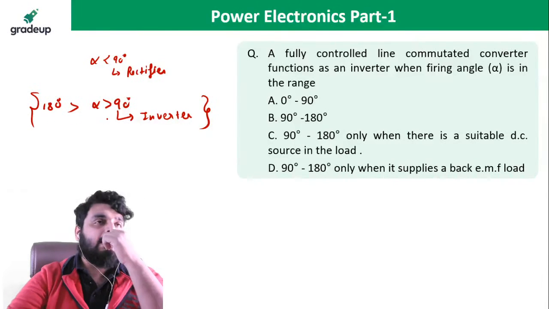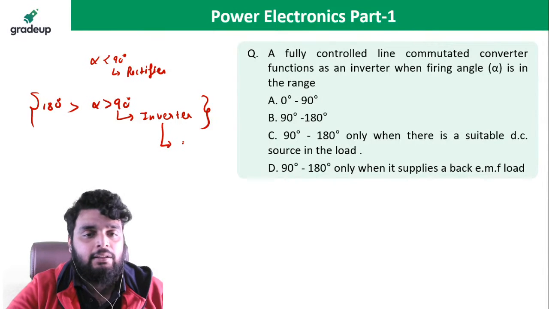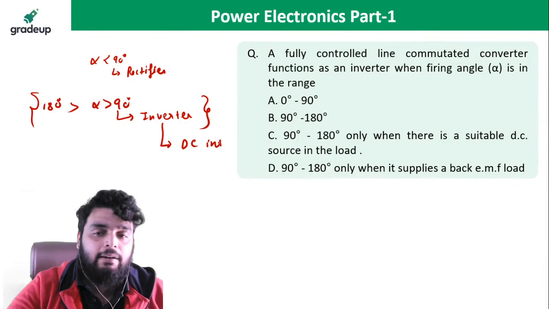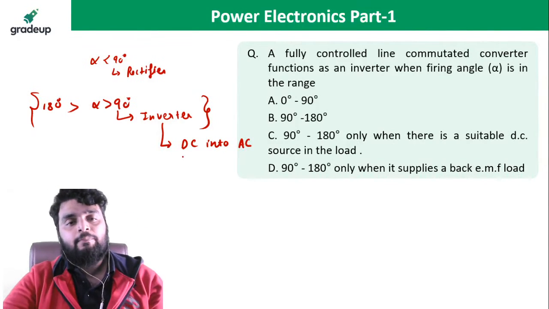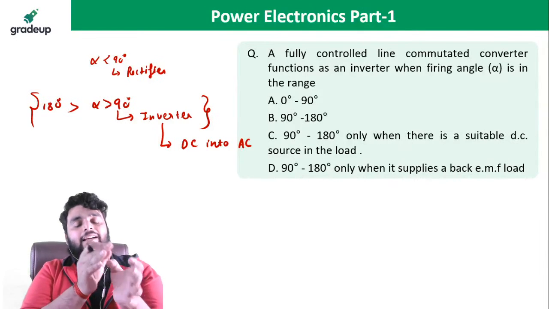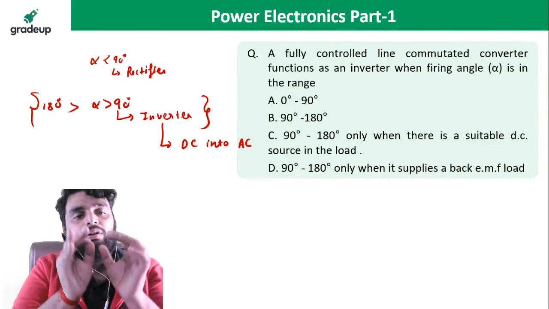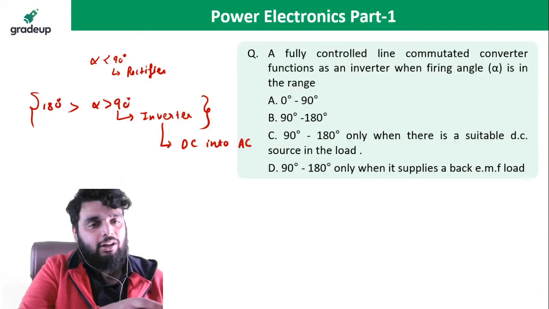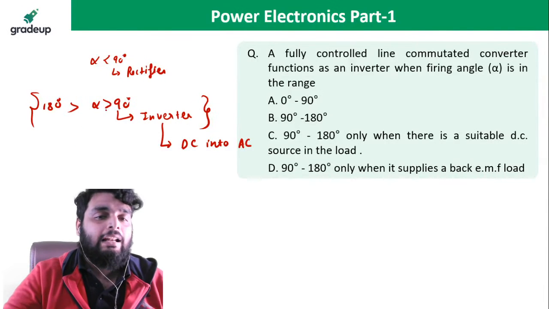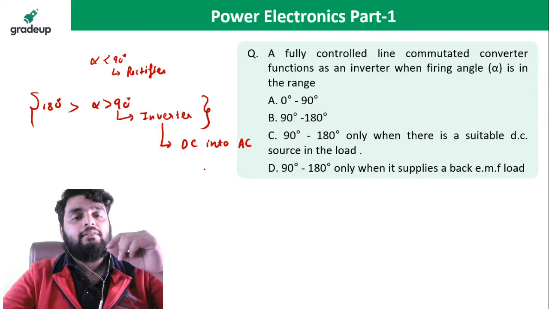But this is not the only condition. Why? Think about it. What is the inverter? Inverter is a device that converts DC into AC. So there must be a DC at the load side also. If it is acting like an inverter, then at the load side there must be a DC. So the condition for a converter to act like an inverter is that first of all alpha must be greater than 90, and second, the DC side must contain some battery.